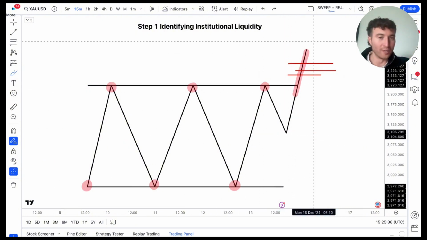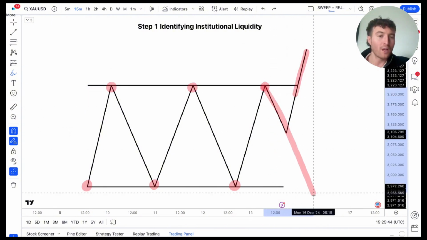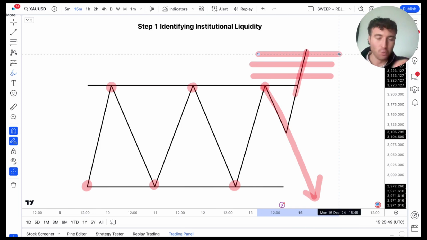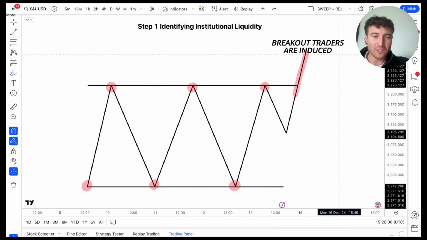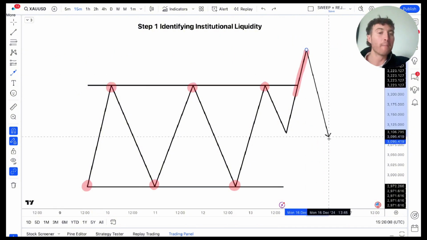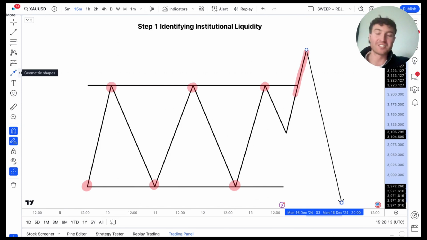What this is also doing is trapping any traders that were trying to get short prematurely, like so. Their stop losses are also going to be resting above here. So this is manipulating them out of the market, and they're going to be stopped out. The breakout traders are induced into the market, and their orders will be matched up with the institutional sell orders. Then price will plummet to the downside, liquidating all of these buyers that stepped into the market.